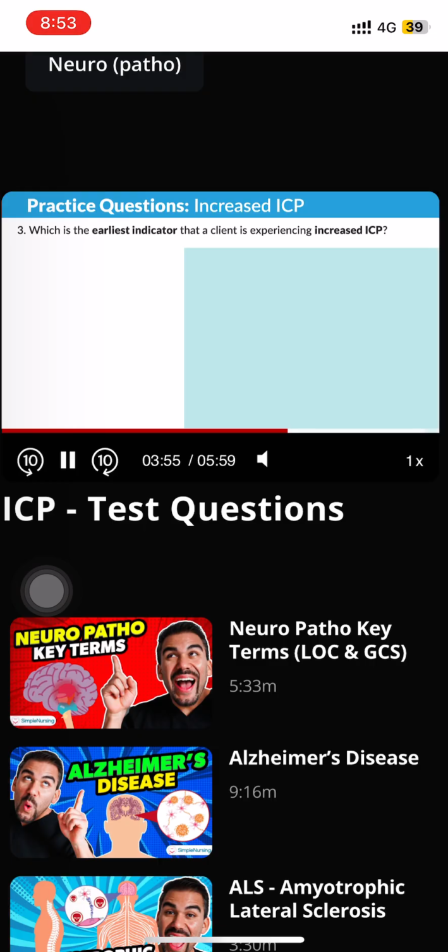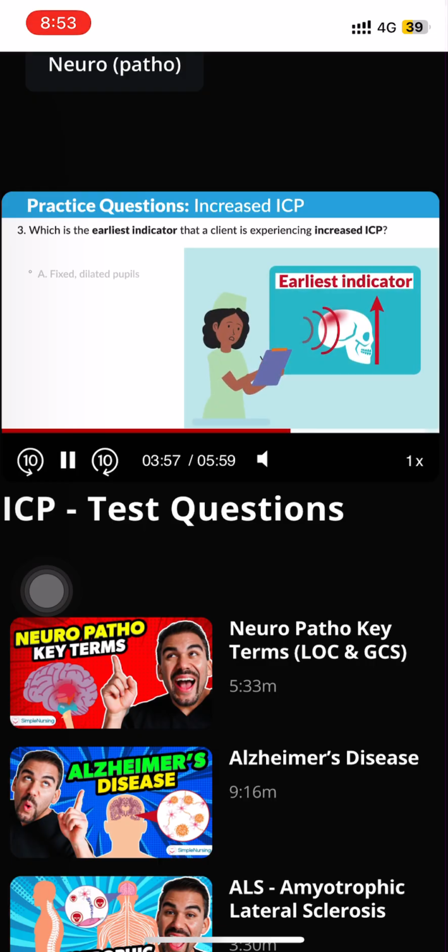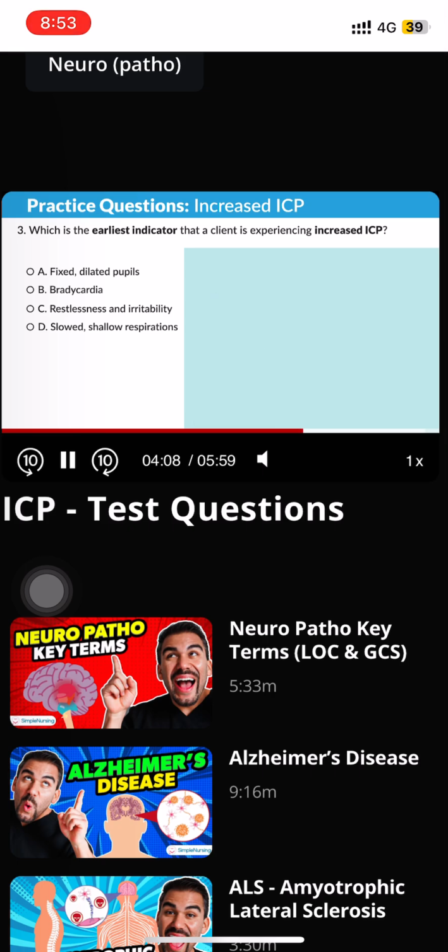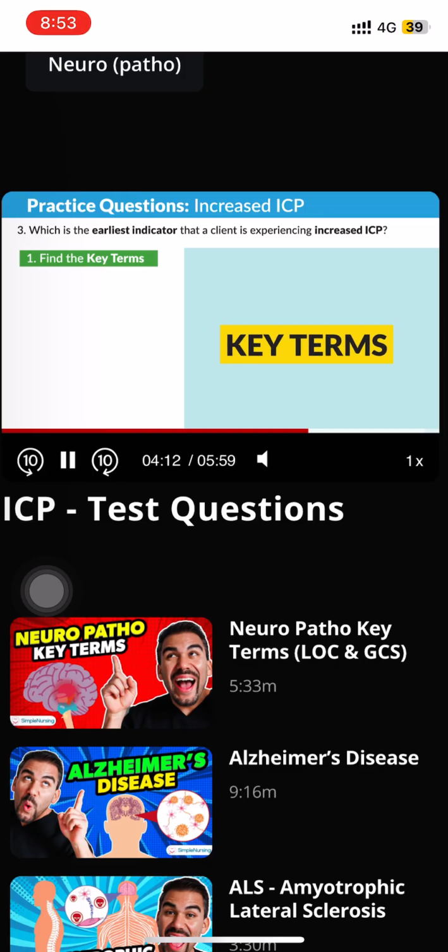Lastly, question number 3, which is the earliest indicator that a client is experiencing increased ICP? So pause the screen and try your best. All right, so let's break it down using our question breakdown strategy. So first, look at the key terms in the question. We're looking for earliest indicator of increased ICP.